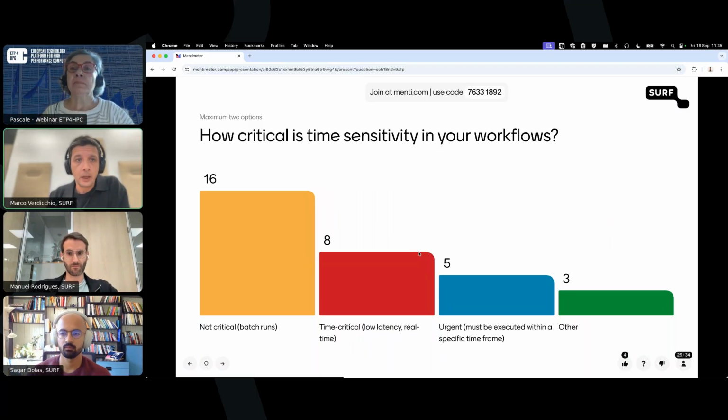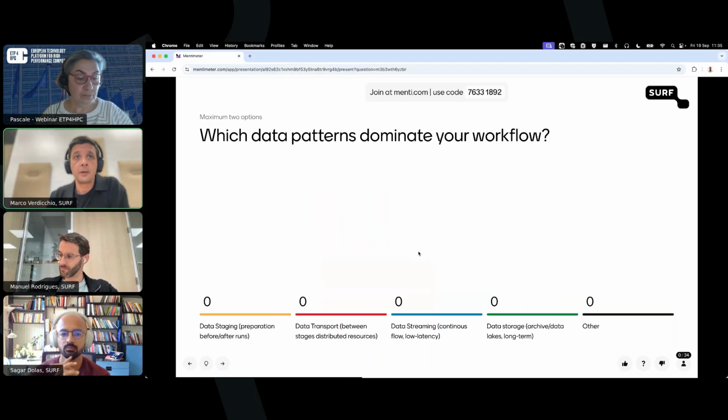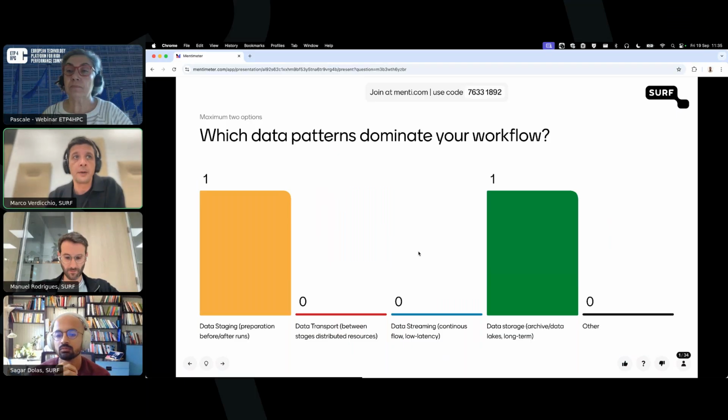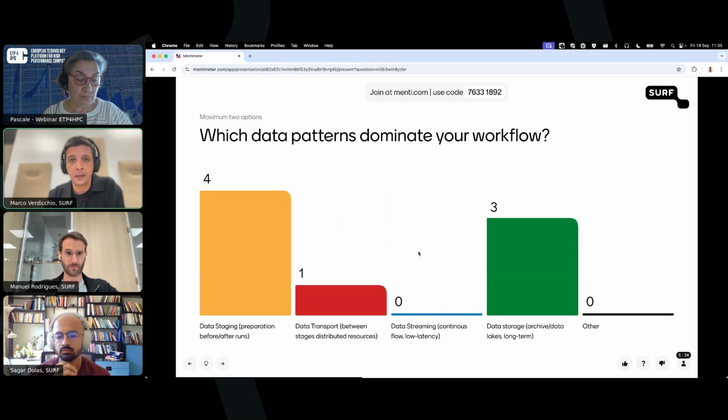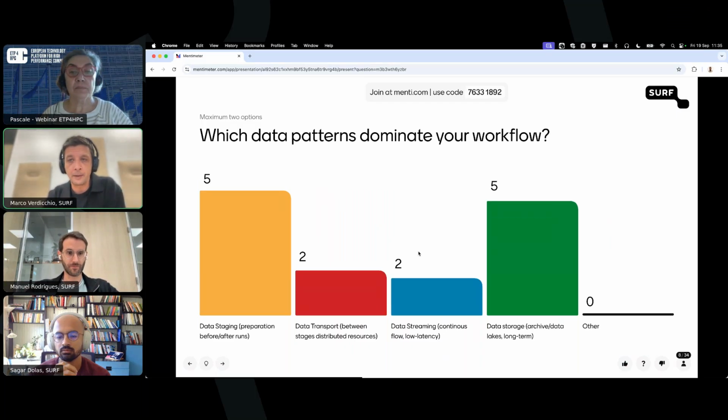Okay, I think we can then move on to the next question. That's on the data patterns of your workflow. So which patterns dominate? Again, you can also choose more than one option here: staging, data transport, data streaming, storage, or other types of data patterns, if you have any.